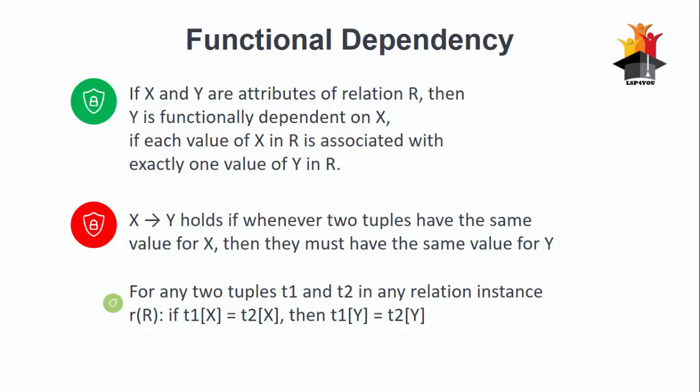if each value of X in R is associated with exactly one value of Y in R. This is the formal definition of functional dependency. X implies Y, or X determines Y, holds if whenever two tuples have the same value for X, then they must have the same value for Y. That is, for any two tuples t1 and t2 in any relation instance r of R, if t1 of X is equal to t2 of X, then t1 of Y should be equal to t2 of Y.